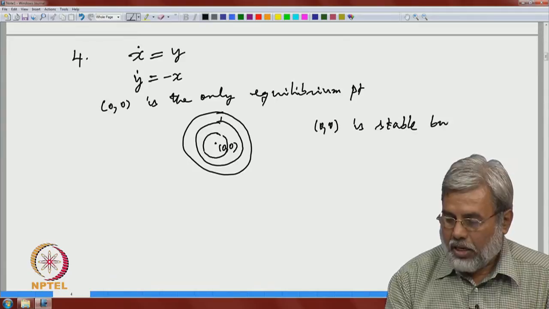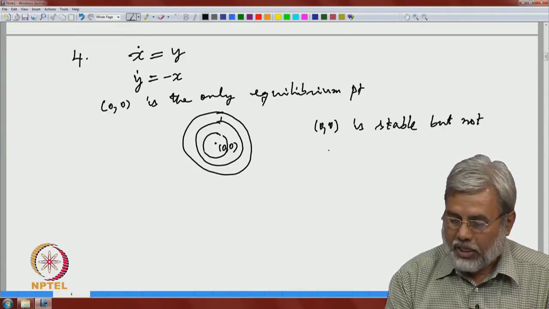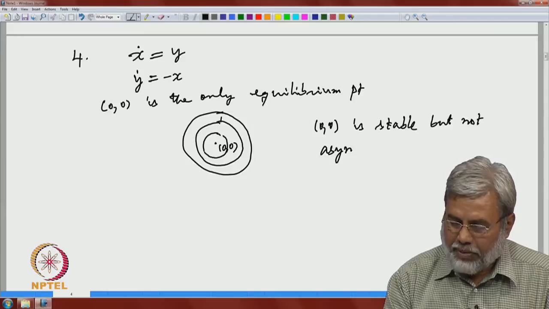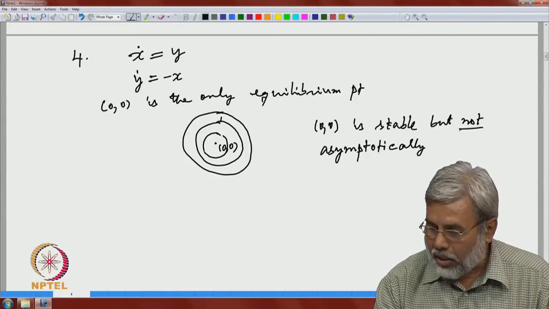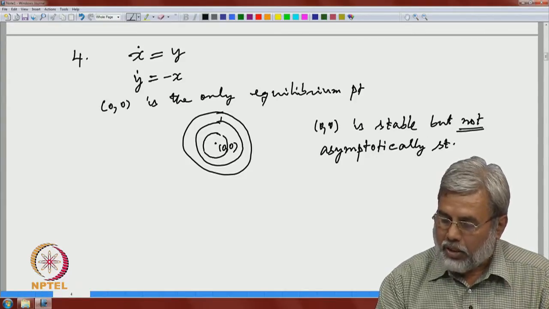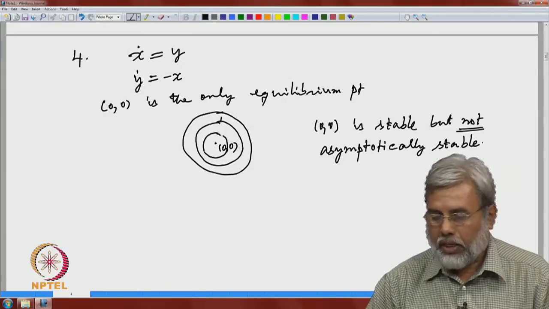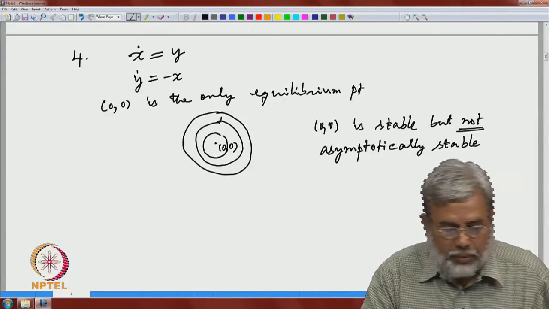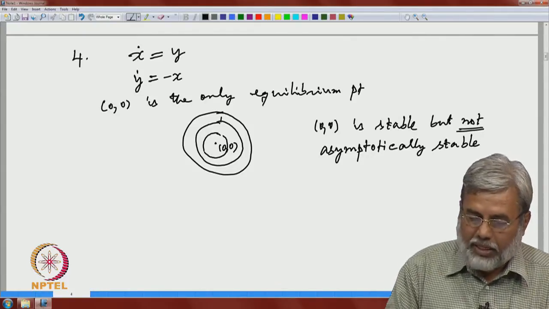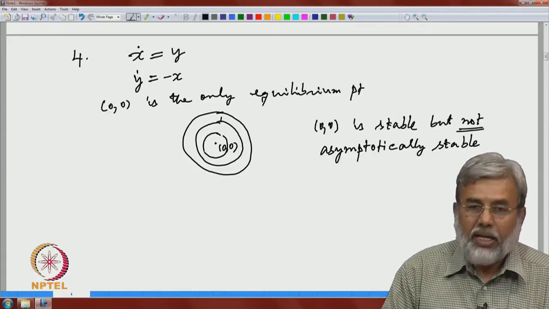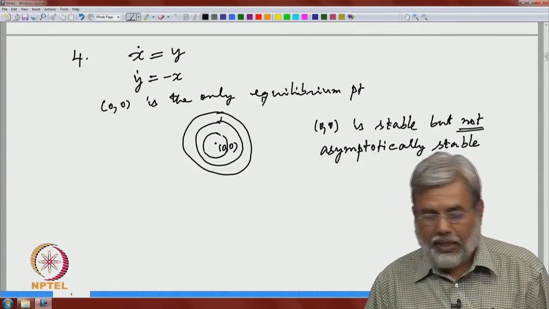but not asymptotically stable. So, this is a very typical example, and we quote it at many places, stable but not asymptotic. Okay. So, stability does not automatically imply asymptotic stability, but asymptotic stability requires stability. So, asymptotic stability is something more than stability.